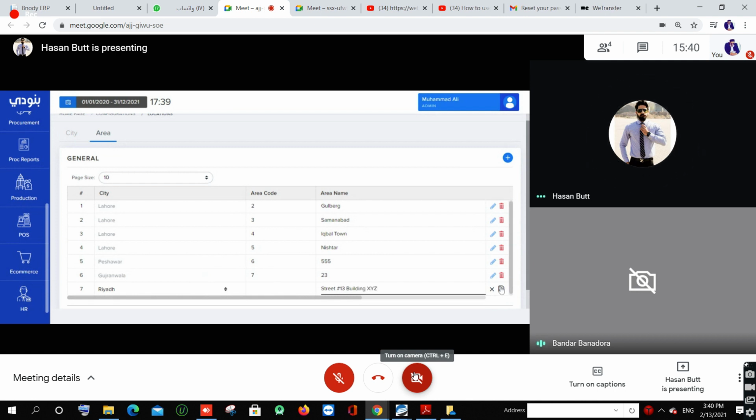Maybe this, we can call it area, is a little bit confusing. Maybe you can call it Hay or district or address. Yes, it can be the address. It can be the exact area or the exact address of any city.